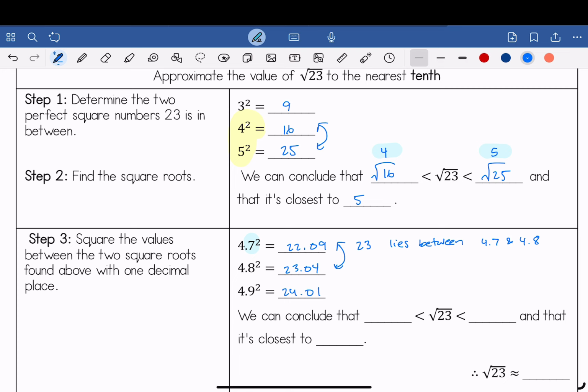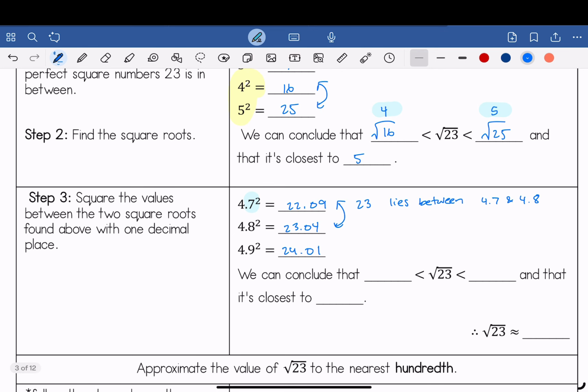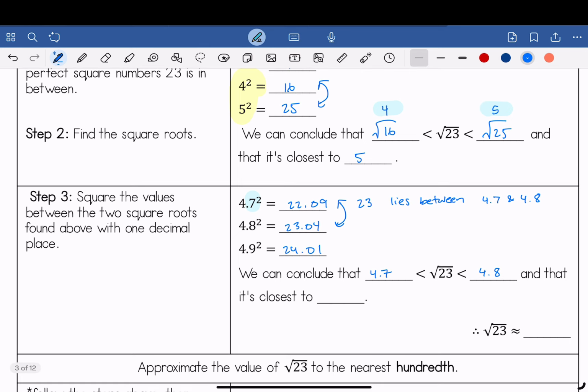So we can conclude that the square root of 23 is between 4.7 and 4.8, and that it is closest to 4.8, because 23.04 is closer than 22.09. Therefore, the square root of 23 is 4.8.